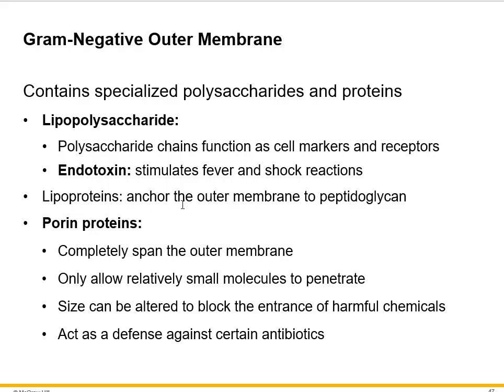So lipoproteins anchor the outer membrane to the peptidoglycan, and so they're important to keep the cell together. And then porin proteins span the outer membrane and allow only relatively small molecules to penetrate, and the size can be altered to block entrance of harmful chemicals, so they can detect something that's harmful and can prevent it from coming in. And they act as a defense against certain antibiotics.